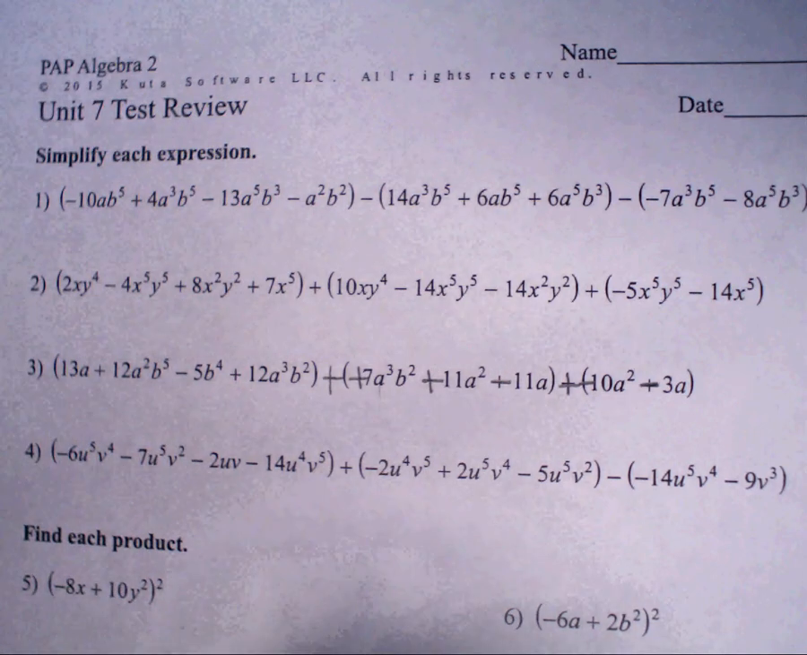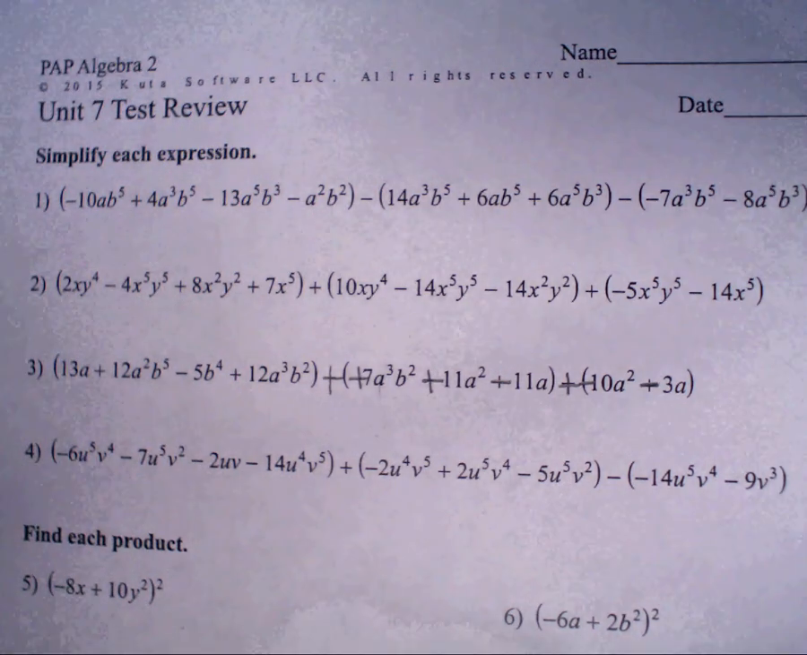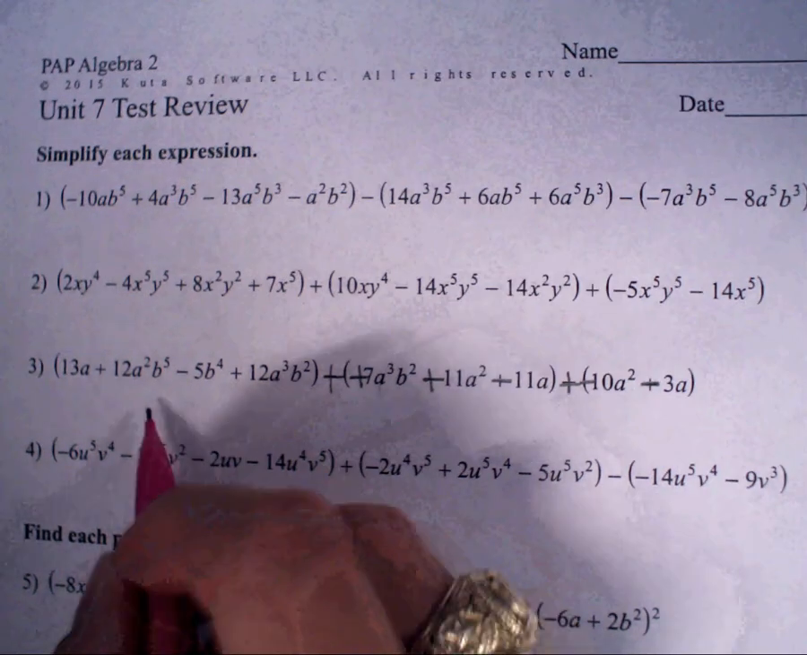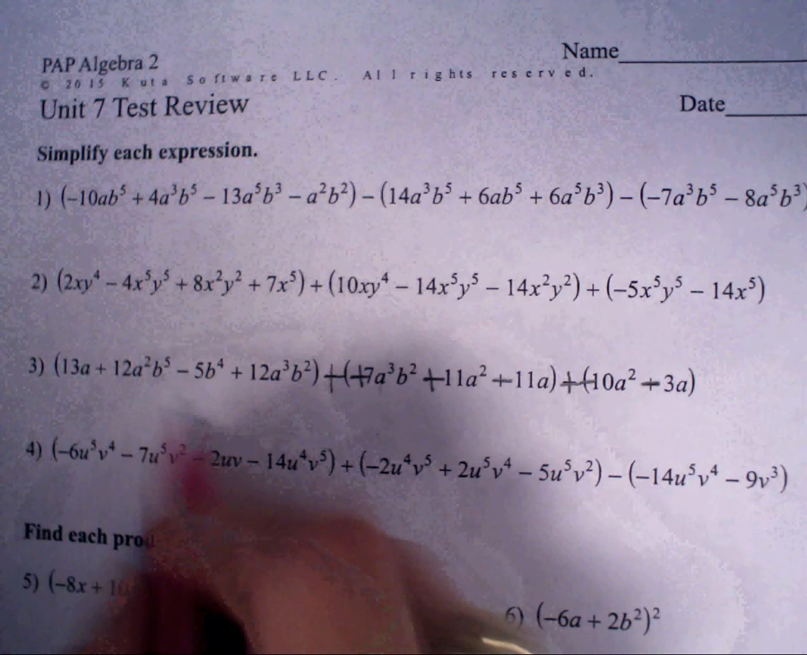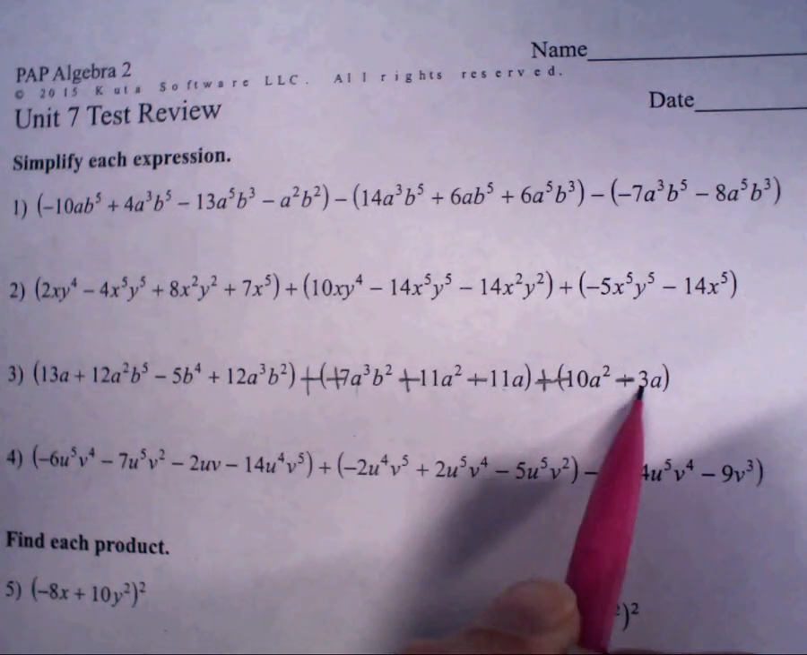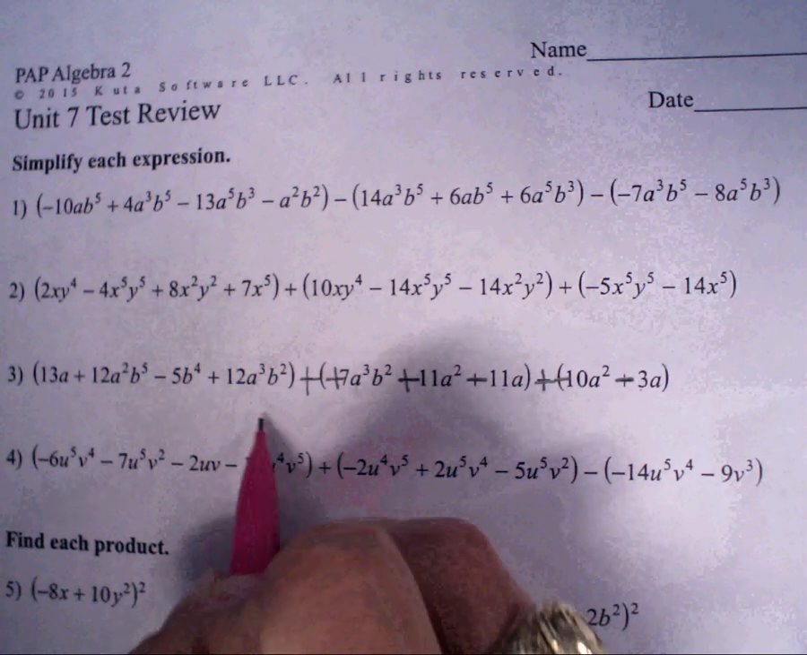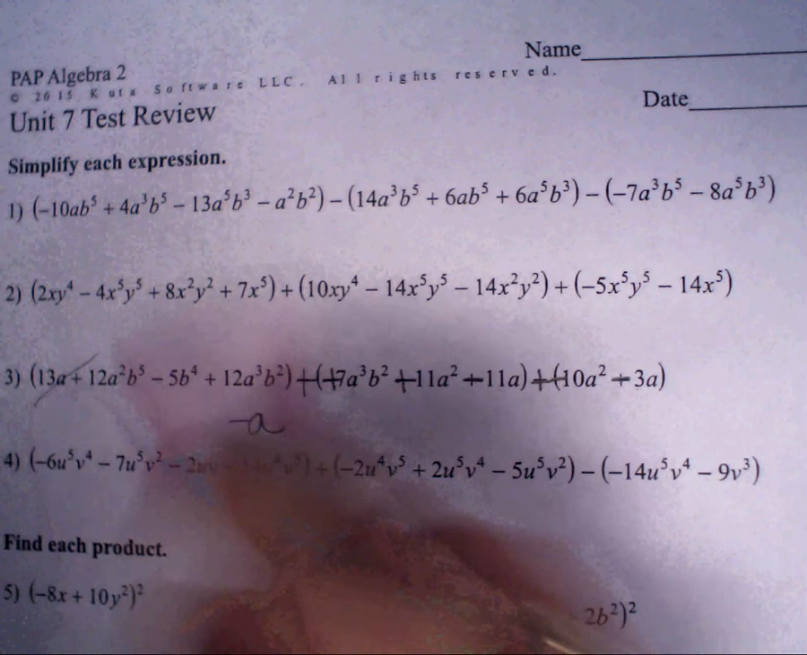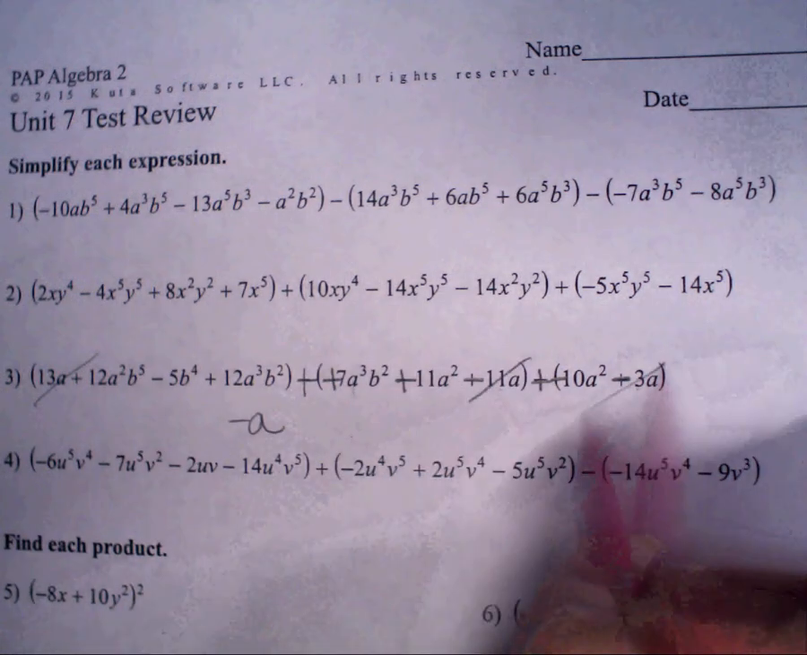It doesn't really matter who you start with. We could start with just the plain A's. So that would be 13A minus 11A minus 3A. So that gives you a negative A. And then I also like to cross them off as we combine like terms.